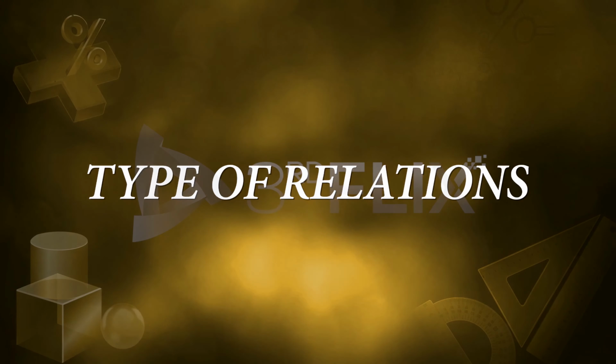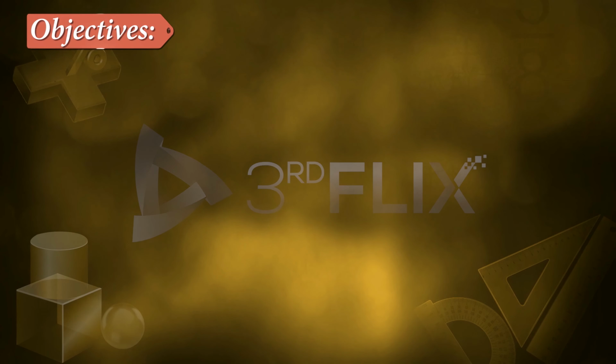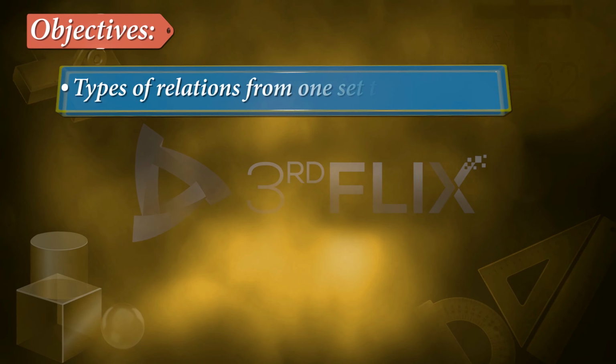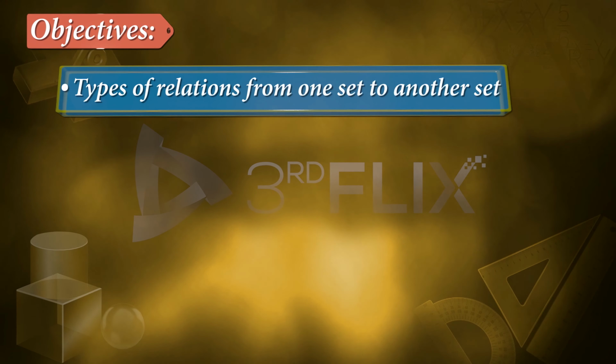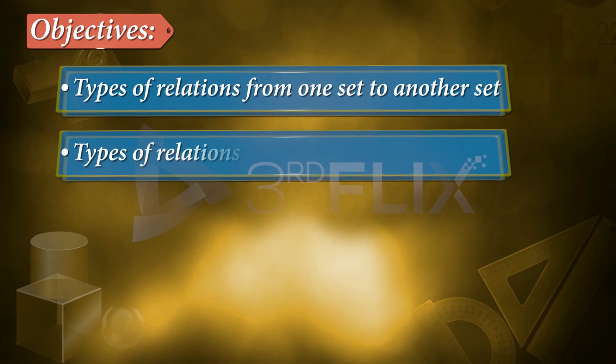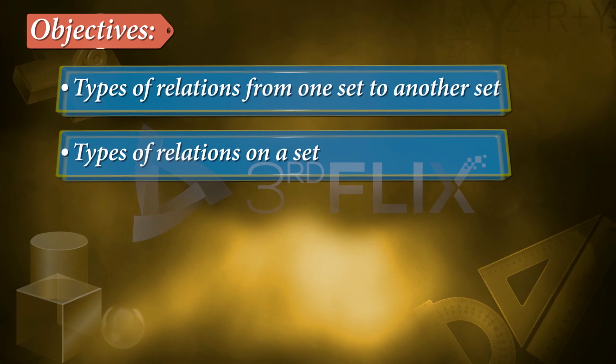Types of relations. Objectives: types of relations from one set to another set, and types of relations on a set.